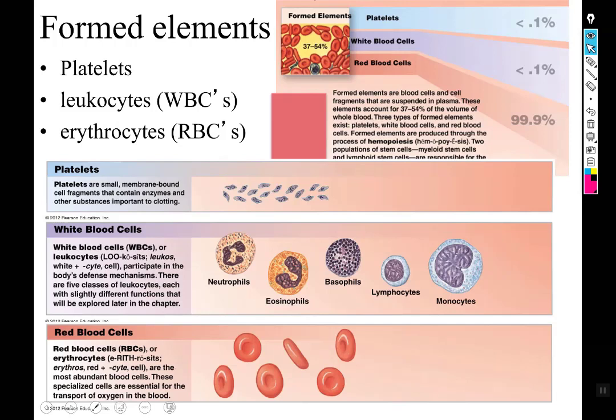Leukocytes are white blood cells, and these are less than 0.1% of whole blood. Erythrocytes are the majority, making up 99.9% of the formed elements.